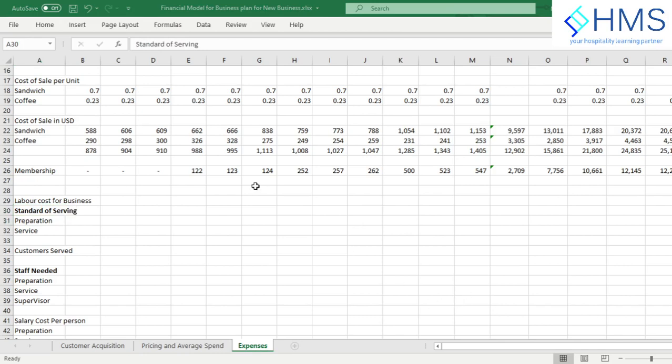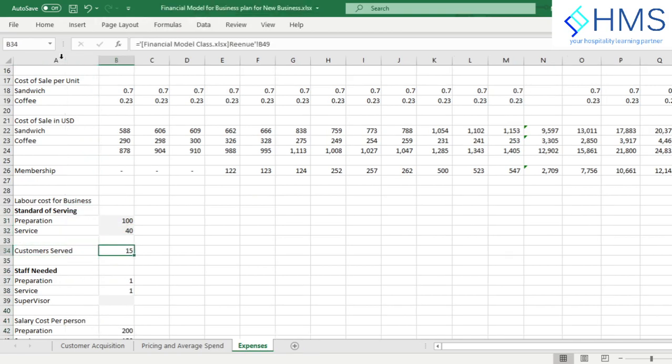You may clarify that. So in the standard of serving, in our previous model, we built around this, right? 100 people for preparation, then 40 for service, and the customers we are going to serve in a month were 878. But this is per day, right? So you may have to divide this by 30 so that we can get it per day.